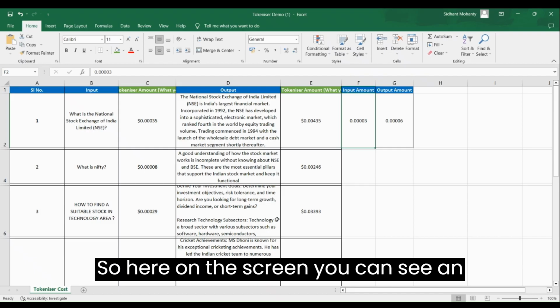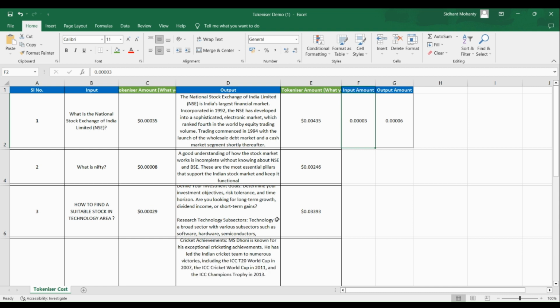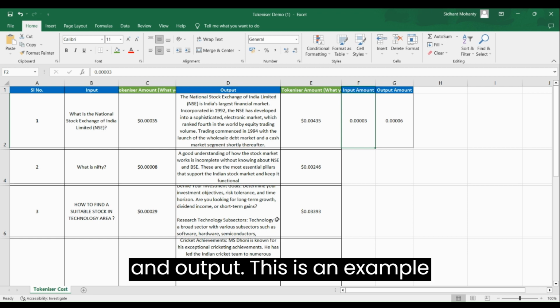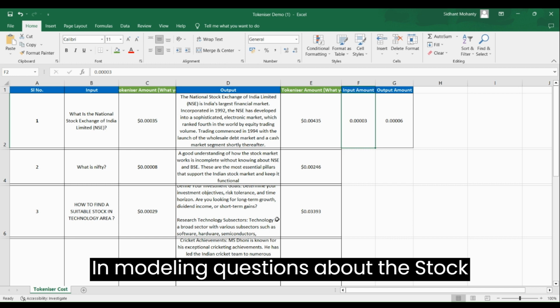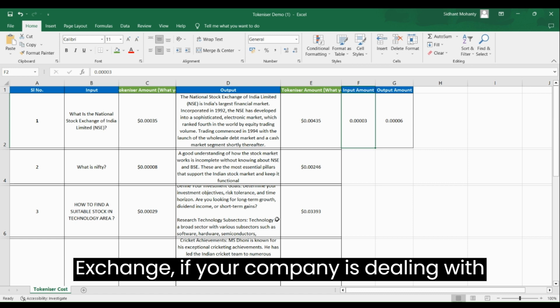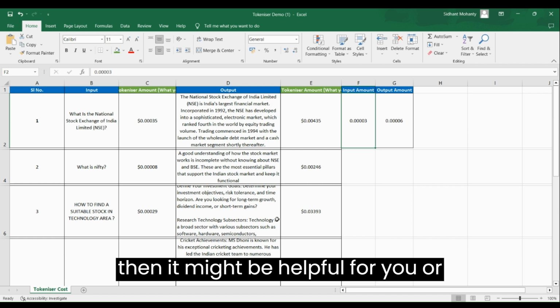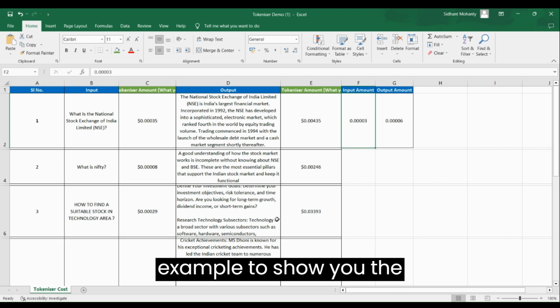So here on the screen you can see an Excel sheet which is calculating this token amount for input and output. This is an example I have lined out for you guys, involving questions about the stock exchange. If your company is dealing with anything related to stocks and trades, then it might be helpful for you, or any other company. It's just the example to show you the token amount.